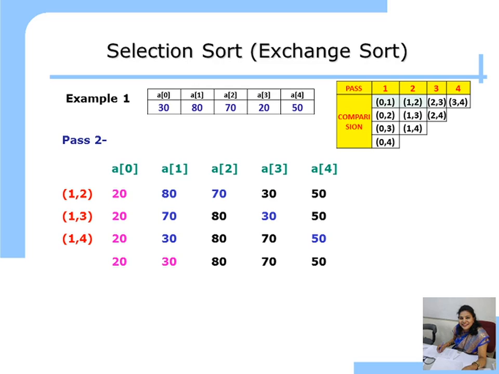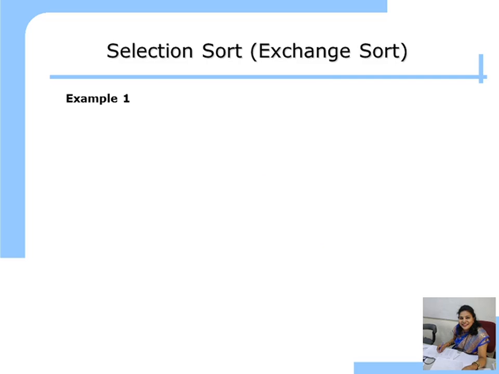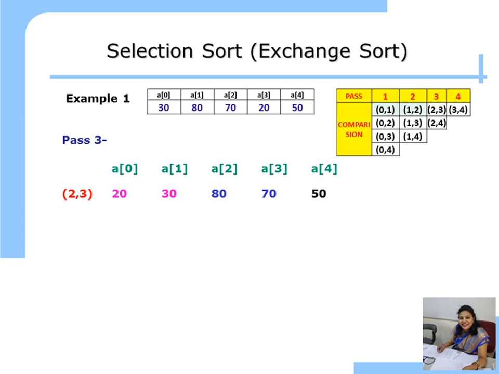Since all the comparisons are over, how do you know that your pass 2 is correct? If the second smallest element, 30, has come at the first location, it means pass 2 is correct. Now we have 20 and 30 sorted and 80, 70, 50 unsorted. We will proceed with the unsorted list in the next pass, that is pass 3. The output of pass 2 is 20, 30, 80, 70 and 50.